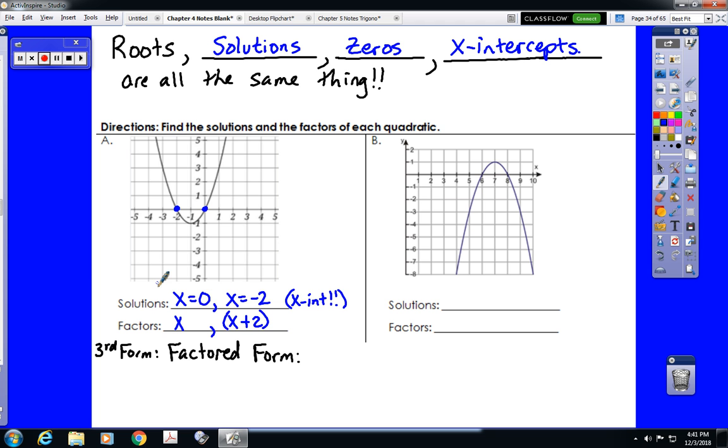Let's do another one. This crosses the x-axis at x equals 6 and x equals 8. Those are the solutions. The factors would be x minus 6 and x minus 8. The opposites.